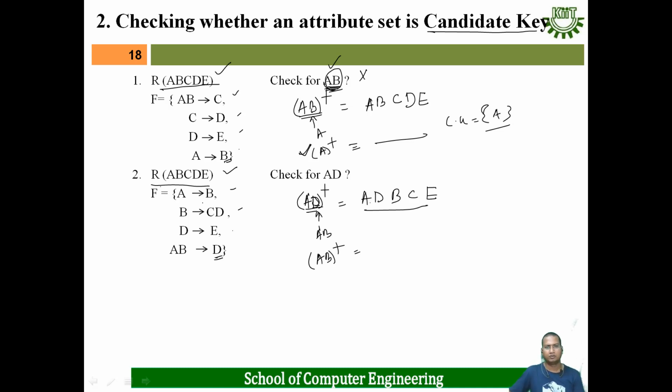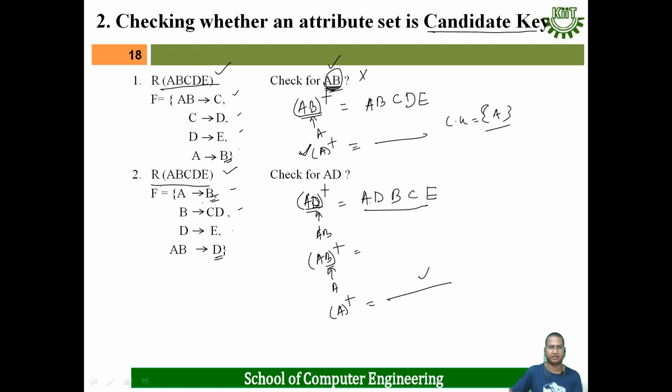Now whether any attribute is present which can be present at the right hand side. Yes, B is present at the right hand side. That means B can be replaced by A. I can replace B with A. That means it will be A. That means A closure can infer all the attributes.